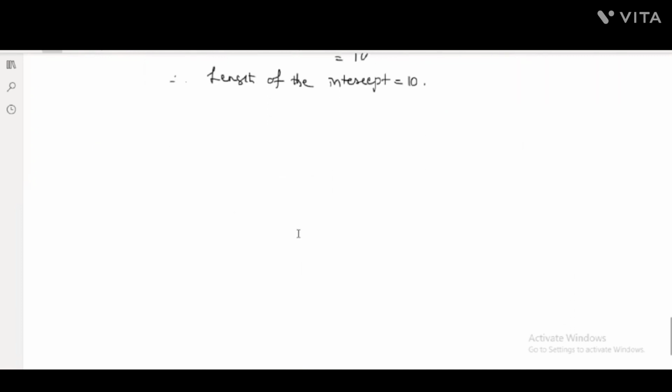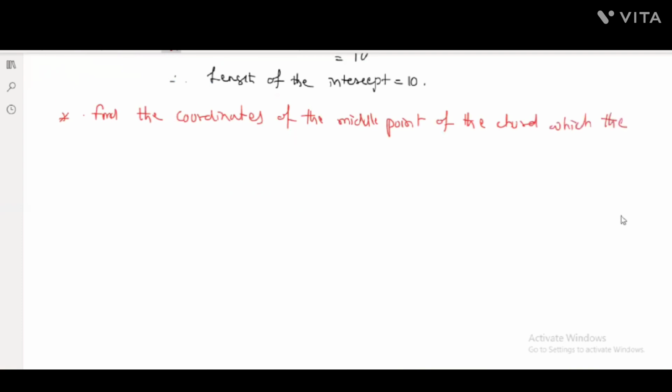So next, let's see one more question. Find the coordinates of the middle point of the curve which the circle x square plus y square plus 4x minus 2y minus 3 is equal to 0 cuts off the line x minus y plus 2 is equal to 0.